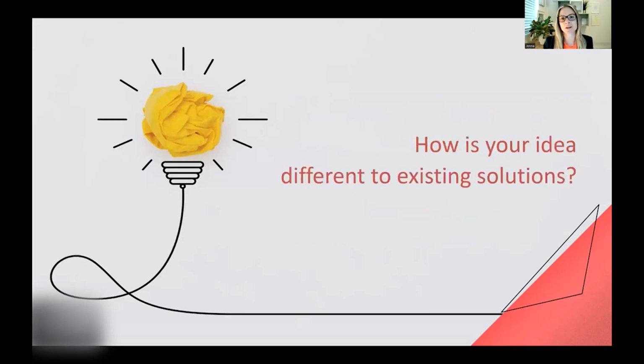And the third question to think about is, how is your idea different to existing solutions out there? There's going to be other people or other businesses that are tackling the same problem that you are. And that's okay. Having competition is healthy, but identifying what makes you different is what's really key. So what is it that makes you different?